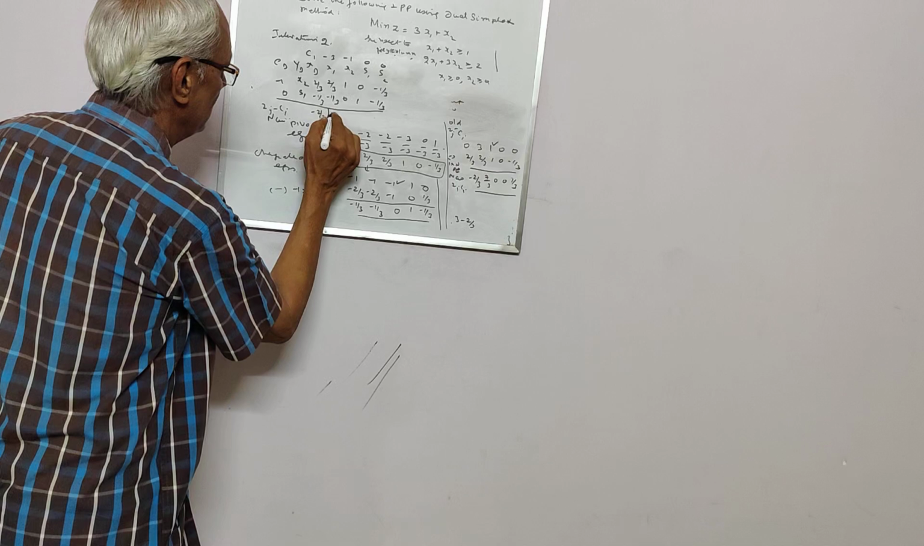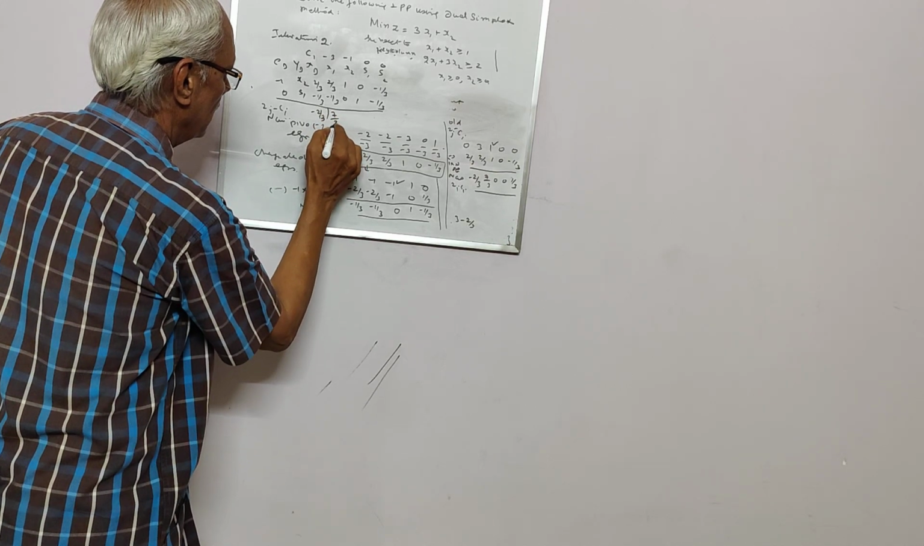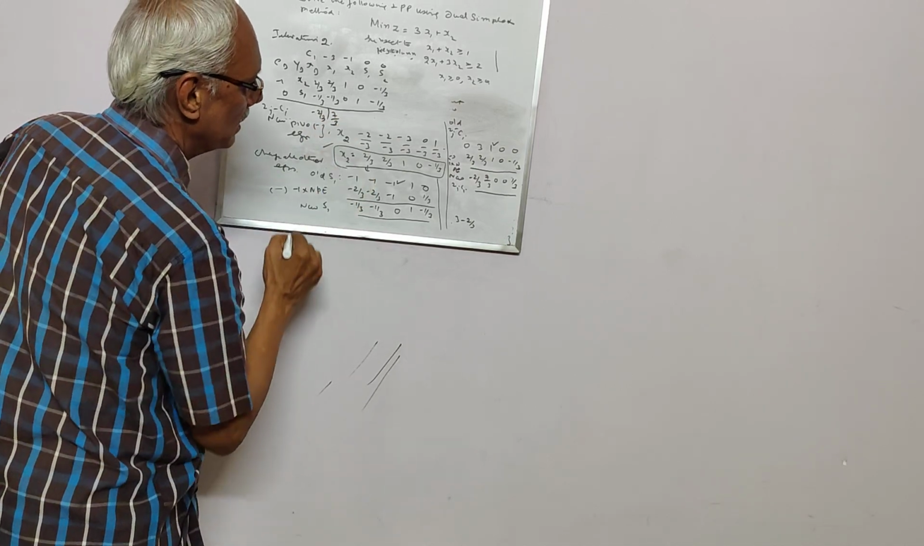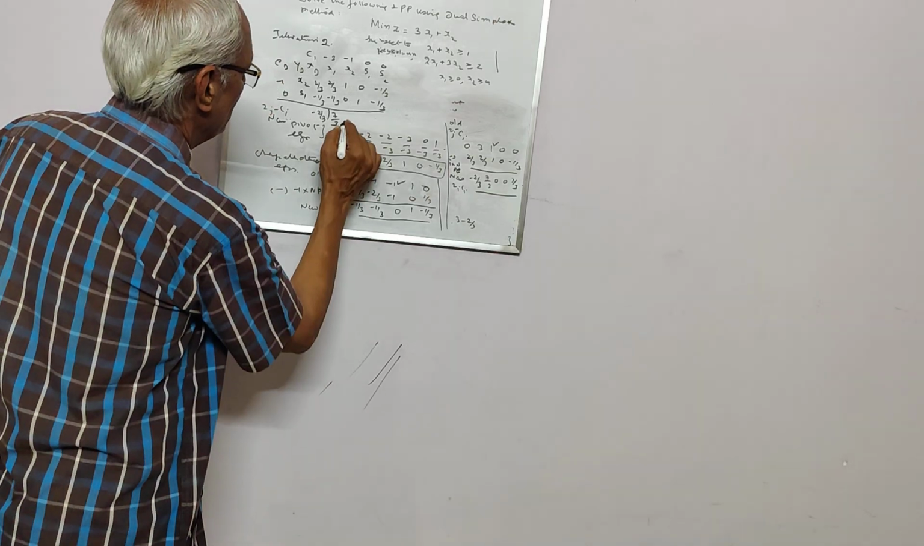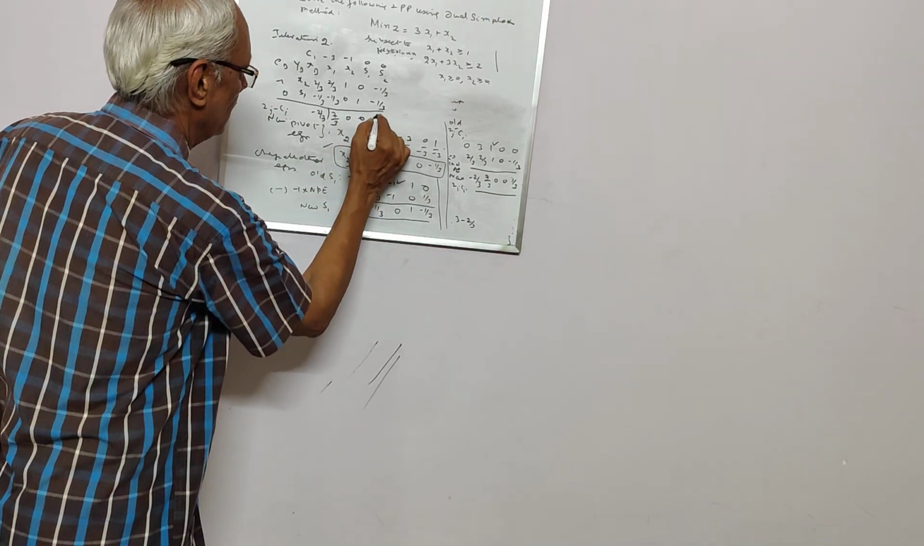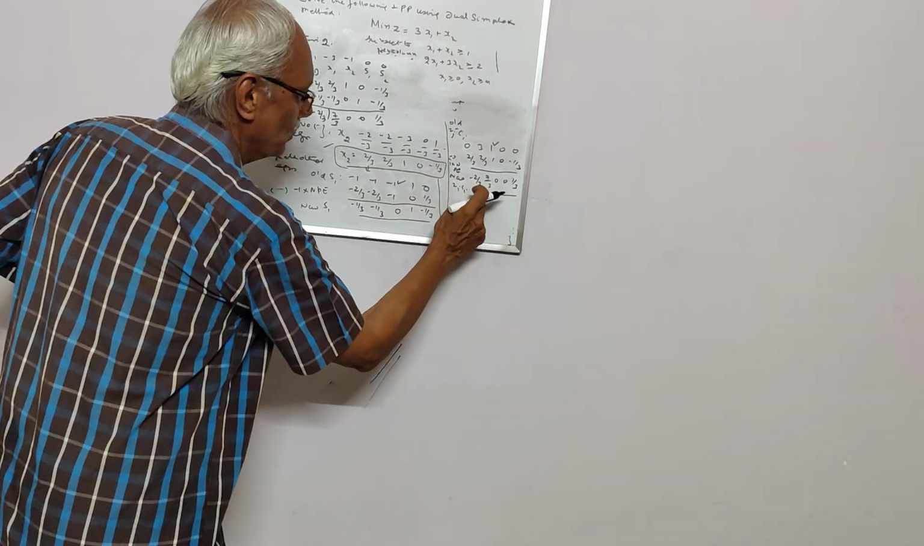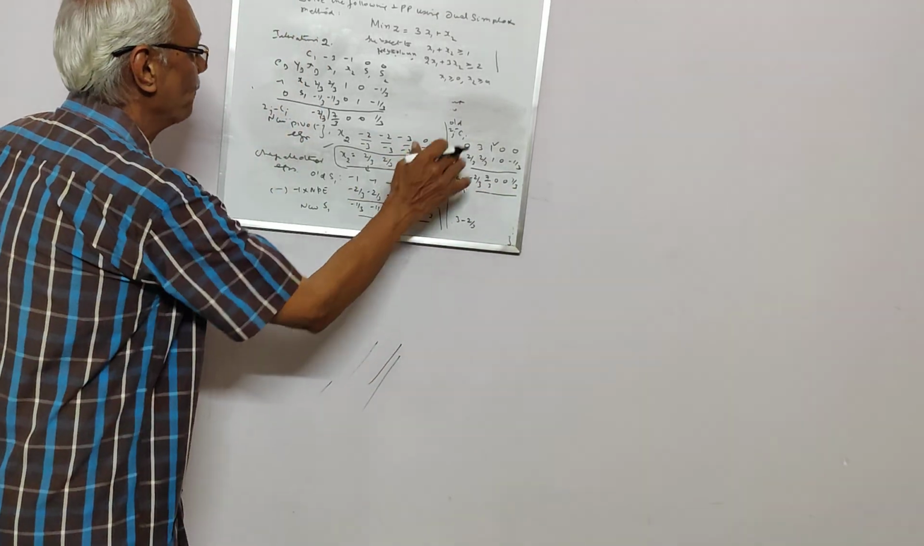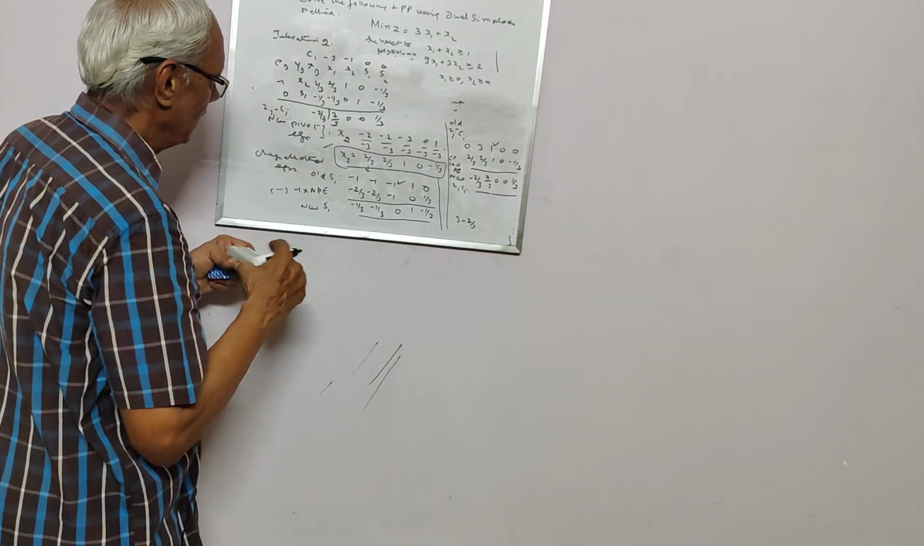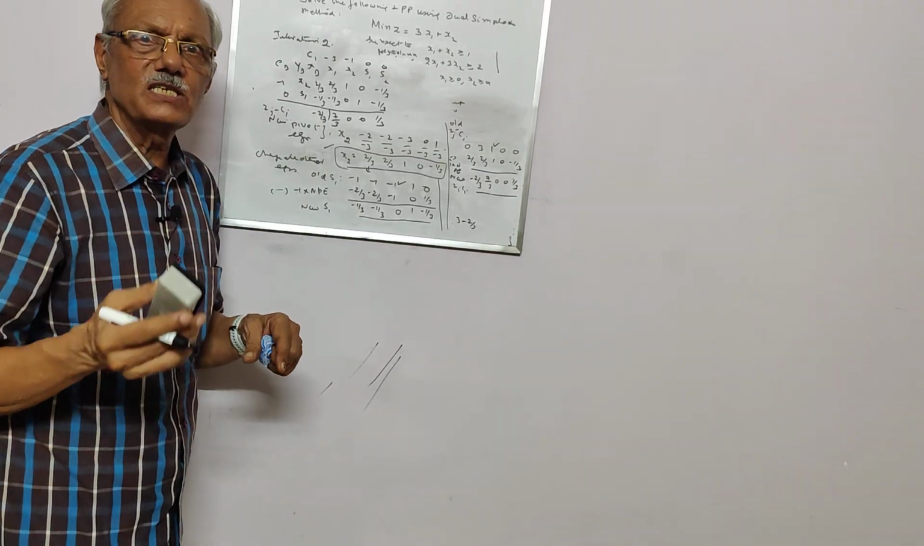Then it is 7 by 3. Then it is 0, 0, 1 by 3. So these are the things that I have got here. Minus 2 by 3, 7 by 3, everything. So I have formed the iteration 2. Now you have to repeat the process again.